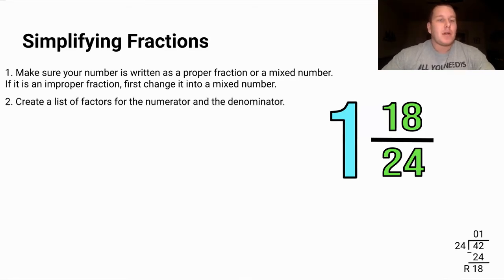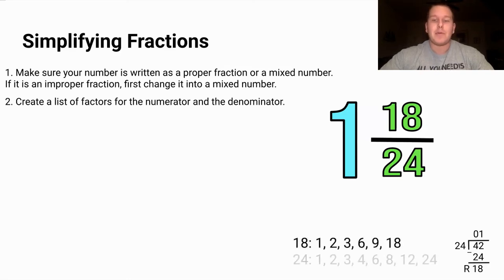Step 2, create a list of factors for the numerator and the denominator. Remember, factors are just numbers that we can multiply by each other to get that product. So we're going to write all the factors we could have for 18 and for 24. So for 18, we have 1, 2, 3, 6, 9, and 18. Lots of factors, but 1 times 18 would give me 18. 2 times 9 would give me 18. 3 times 6 would give me 18.